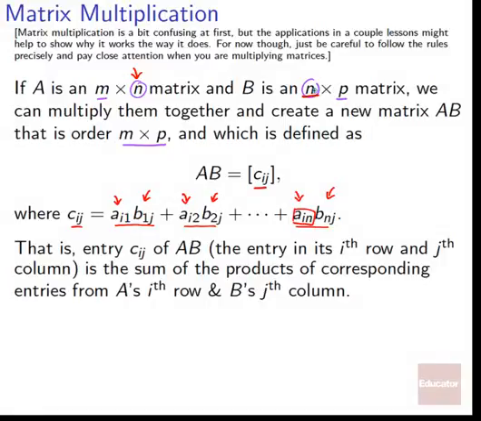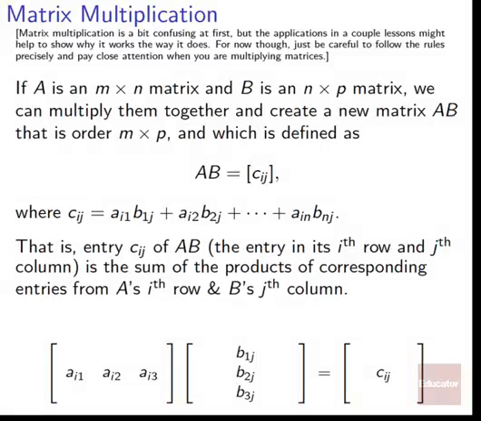All right. So that is the entry Cij of AB, the product of the two. The entry in its ith row and its jth column is the sum of the products of corresponding entries from A's ith row and B's jth column. So we're looking at the ith row of our first matrix A, times the jth column of B, our second matrix. We're multiplying them together based on first entries, second entries, third entries, fourth entries. We multiply them together and then we add them all up, and that winds up giving us the value for the resultant product matrix in its ith row and jth column. I know, it's confusing right now. It'll make a lot more sense as soon as we start working on examples.